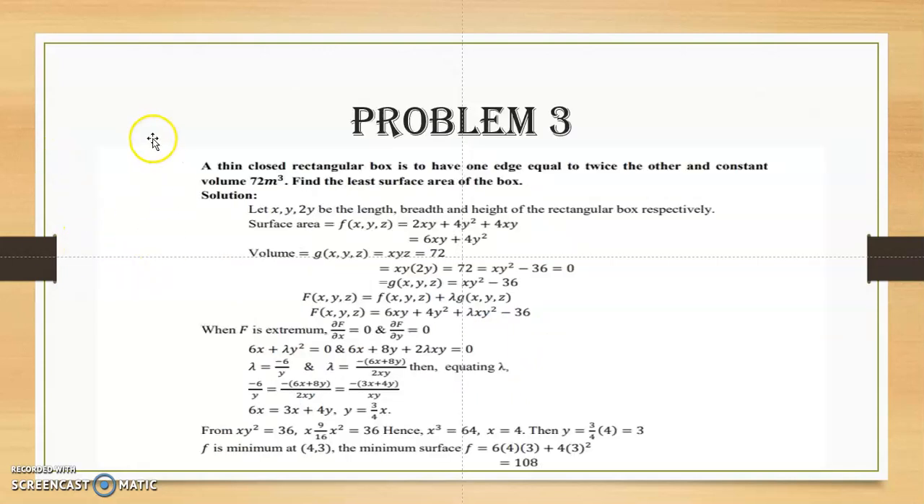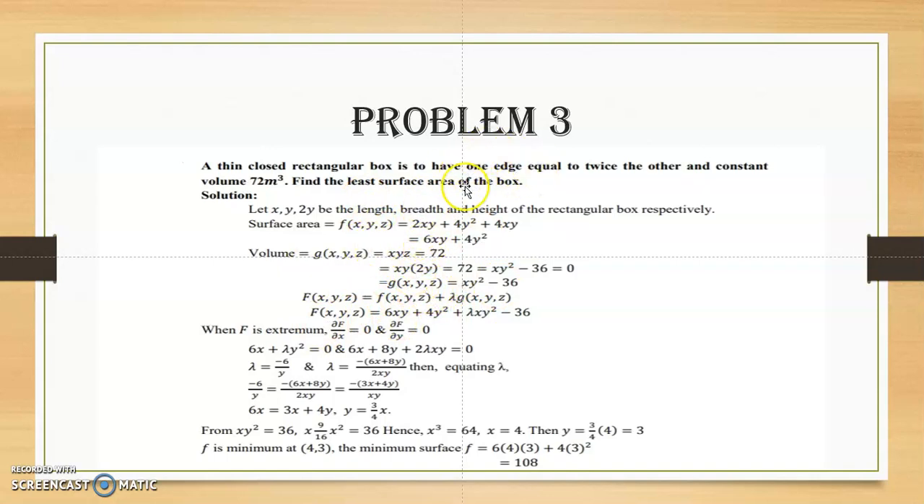Problem number 3. A thin closed rectangular box is to have one edge equal to twice the other and the constant volume 72 meter cube. Find the least surface area of the box. So here, what is it? There is a rectangular box. We know that the 6 sides have length, breadth and height.